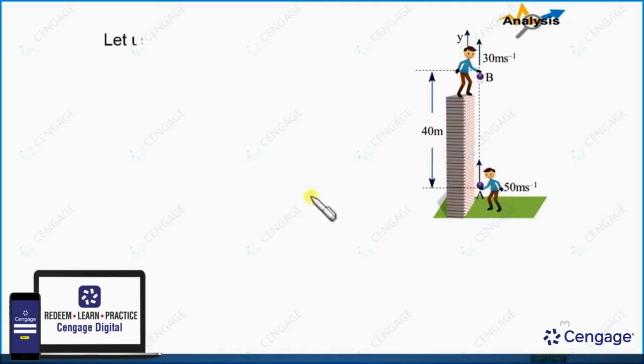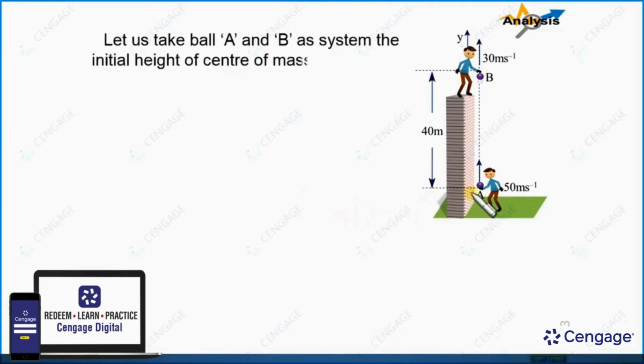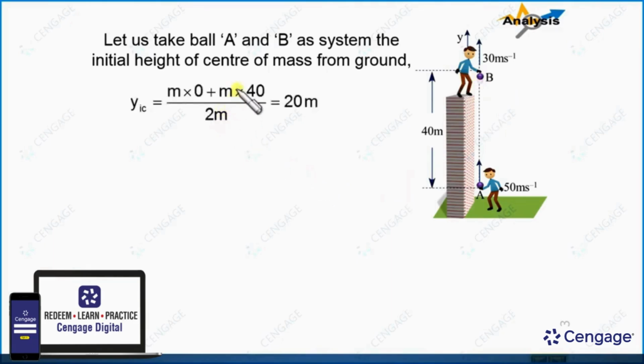So here we write the initial height of the center of mass as y initial c, which is equal to mass m multiplied by 0, let us take this as the initial level, plus m multiplied by 40, because this height is 40 meter, divided by the total mass, that is m plus m, equal to 2m, and this is equal to 20 meter. This is the initial height of the center of mass just before throwing, or you can say just at the time of throwing. Now let us find the initial velocity of the center of mass.